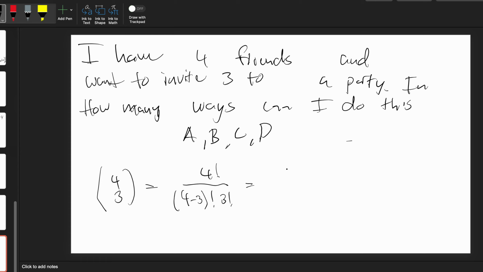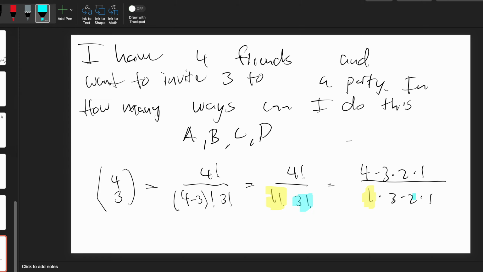So let's see, what is this equal to? This is 4 factorial all over 1 factorial, 3 factorial. That's 4 times 3 times 2 times 1 all over 1 times 3 times 2 times 1. In case you're not quite sure, 1 factorial is just 1, and 3 factorial is just 3 times 2 times 1. So I can start simplifying. 3's cancel, 2 cancels, 1 always cancels. That's equal to 4. So there are 4 ways for me to invite 3 people to a party.